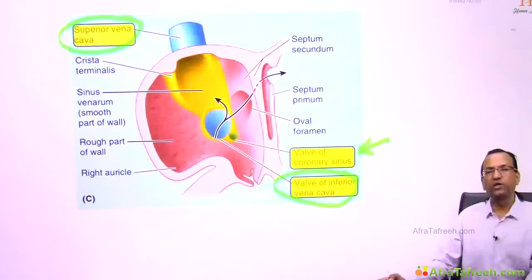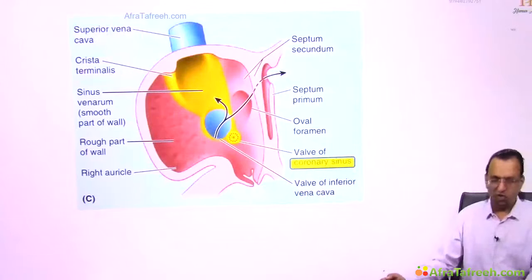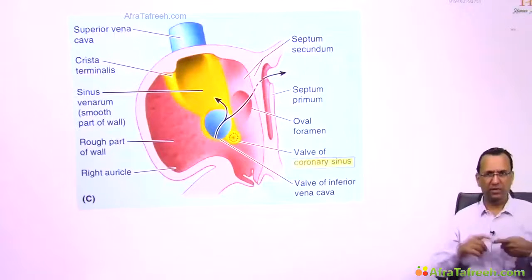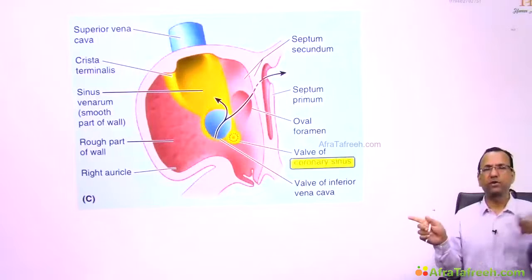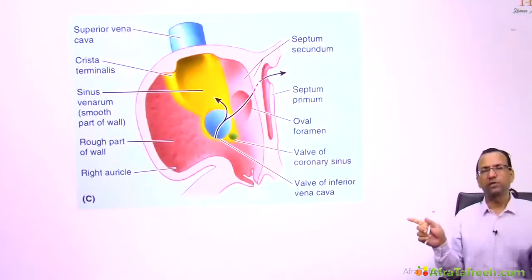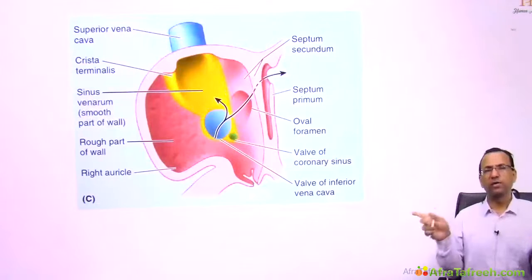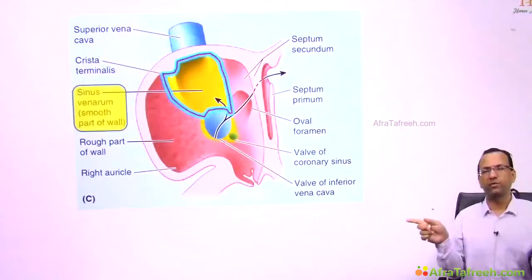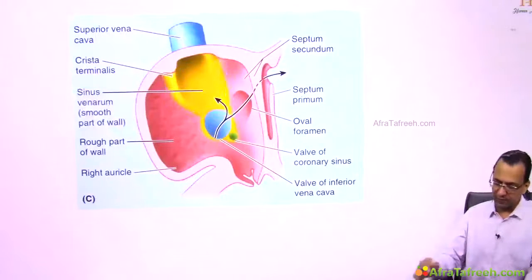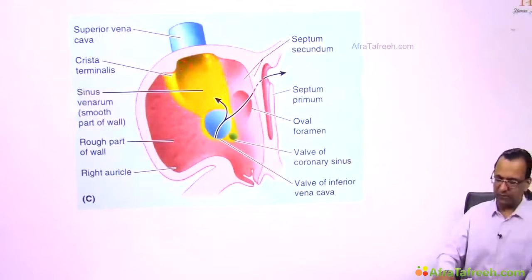I understand where the superior vena cava and inferior vena cava come from, the cardinal veins. But where is the coronary sinus coming from? You don't remember? There were two horns of the sinus venosus. It was the left horn of the sinus venosus which forms the coronary sinus, which opens in the posterior wall of the right atrium. And what happens to the right horn? The right horn was absorbed into the posterior wall of the primitive atrium to form the sinus venarum, the smooth part of the right atrium posterior wall.